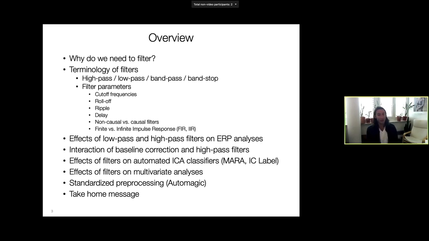And then I will show you some caveats when using filters with automated ICA classifiers. And I will provide you some information and problems when using high-pass filters in multivariate analysis. And finally, I will introduce a standardized pre-processing toolbox, which is called Makoto's pipeline. So stay until the end, so the best comes at the end. But throughout the talk, I will always offer interim summaries and recommendations for each of the topics. So let's start right away.